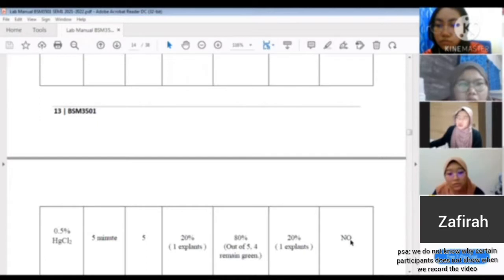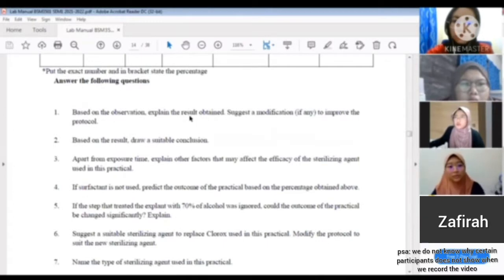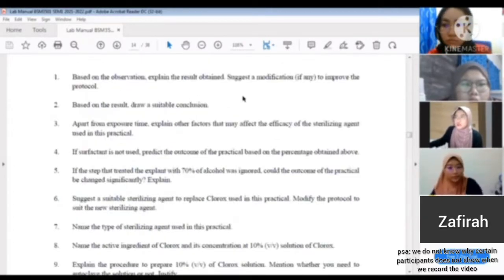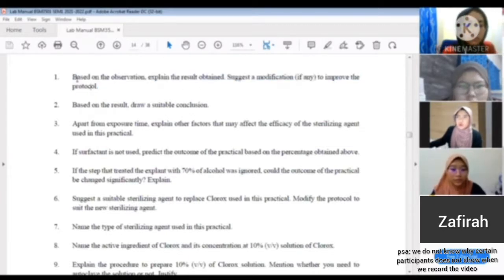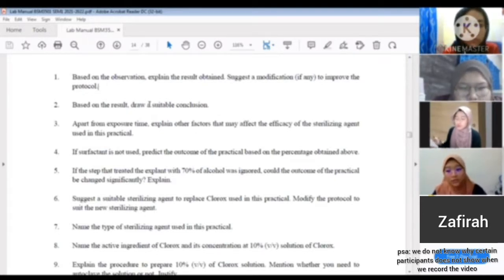Okay, so question 1. Based on the observation, explain the result obtained. Suggest a modification, if any, to improve the protocol. Does anyone want to answer this question? So my answer is we can adjust the exposure time and also adjust the concentration of the sterilizing agent. Do you all agree? Yes, I got the same thing as well. Okay, so moving on.